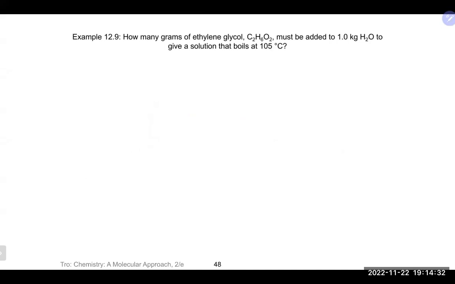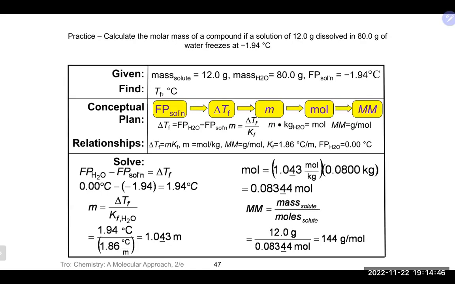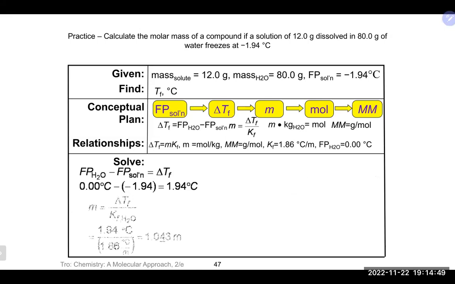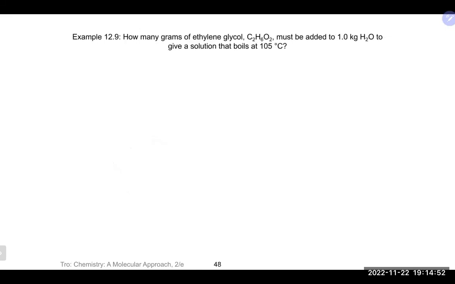So take a moment or two. We want to know how many grams of ethylene glycol must be added to 1 kilogram of water. That gives a solution that boils at 105 degrees Celsius. And again, our KB in this case, since we are going to be using a KB, should be 0.512 degrees Celsius per molality. All right, so take a couple moments there and see what you come up with. Once again, our normal characters of carbon being 12.01, hydrogen 1.008, and oxygen being 16.